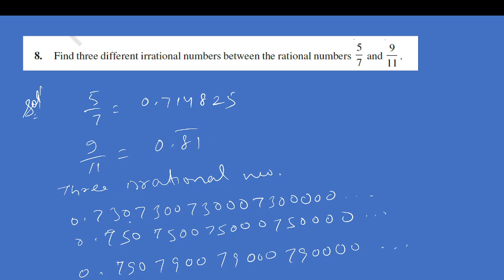So for three irrational numbers, you just write between. You can take any number that is greater than this and less than this. So 0.7300, 73000, 730000, which is non-terminating and non-repeating. Non-repeating in the sense that the number of zeros keeps increasing. Similarly, you can write 0.750, 7500, 75000, 0.790. You can write any number which is non-terminating and non-recurring.